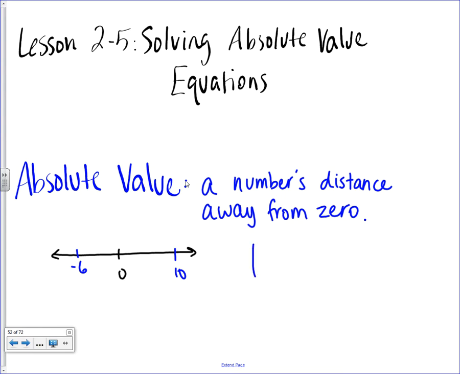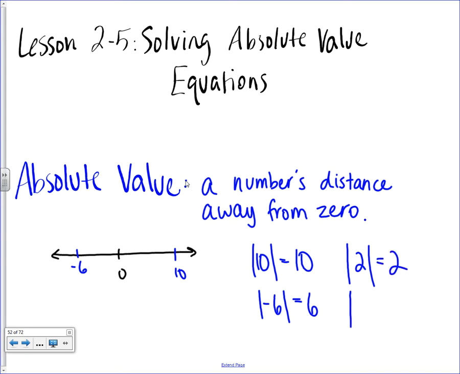So for example, that means the absolute value of 10. So how far is 10 away from 0? It is 10 away from 0. This would be the absolute value of -6. Those vertical bars designate the absolute value, and the absolute value of -6 is 6. How about the absolute value of 2? Well, it's just 2. Absolute value of -3/4. How far is -3/4 away from 0? It is 3/4 away from 0.